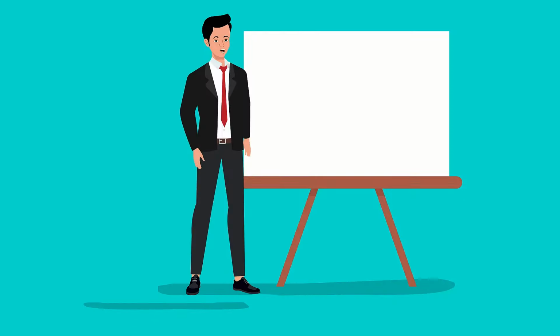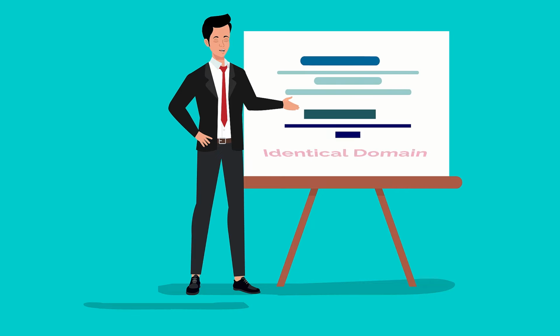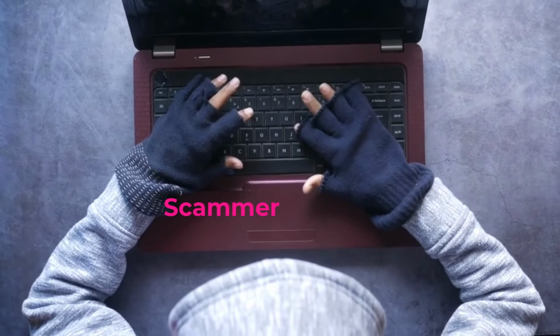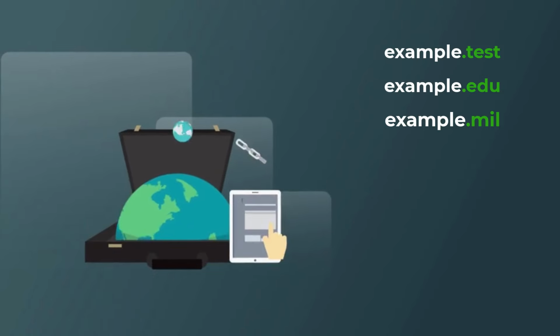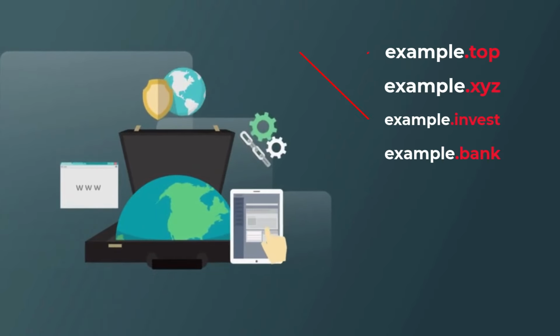Today, I'm going to discuss domain names, and I will try to explain why scammers use identical domain names to fool the victims. Scammers can exploit top-level domains to deceive and defraud individuals in various ways. While not all websites with uncommon top-level domains are scams, some scammers use non-standard or less common top-level domains to create an illusion of legitimacy or to avoid detection.